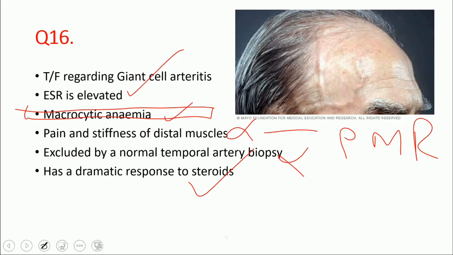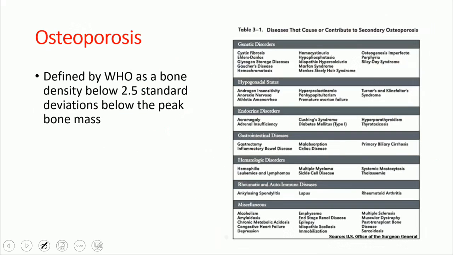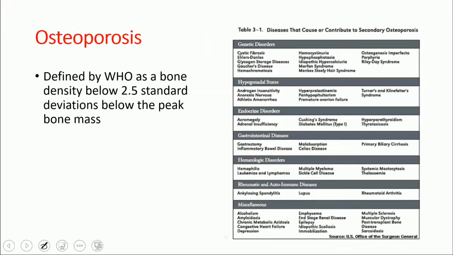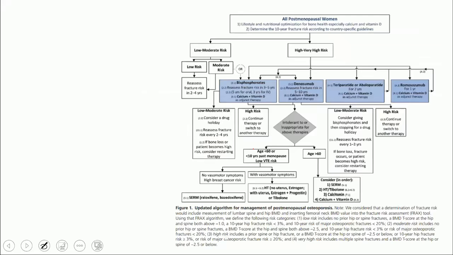And we use that response as a diagnostic aid. You give steroids for the temporal headache, and it just disappears immediately, almost the next day. So it has a dramatic response to steroids, it's true. That is the only type of vasculitis that we will give you, because the rest are very complicated and difficult for undergraduates. Any questions?